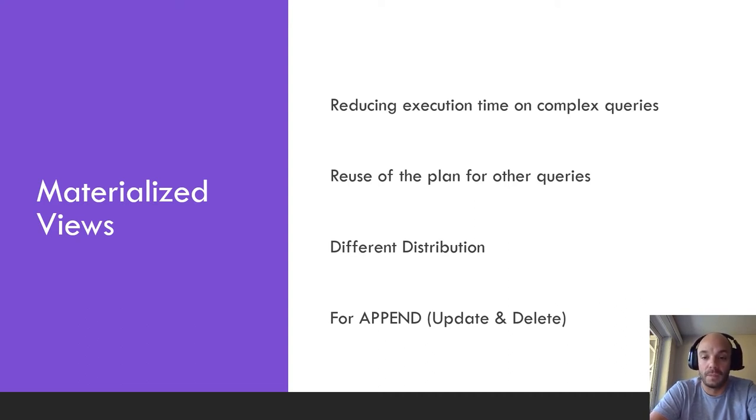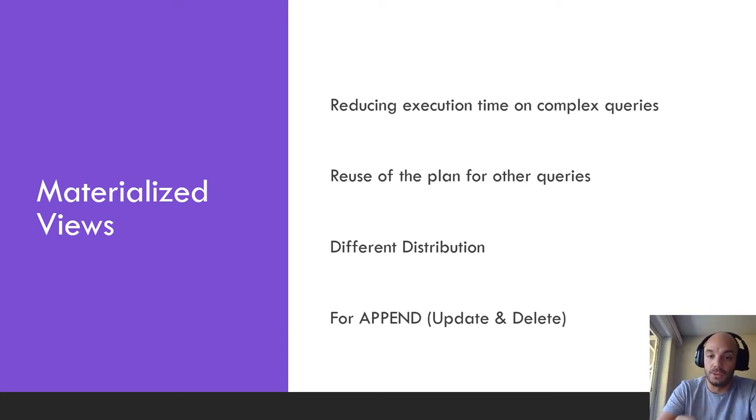Another good thing is that you can have a different distribution on those materialized views. For example, you need the materialized view to be able to join with a table on customer key, while the fact tables inside that materialized view are distributed on product key. You can set the distribution on that materialized view to customer key instead of product key, which is what the fact table is based on. So it can have a different distribution than the tables it's referencing.